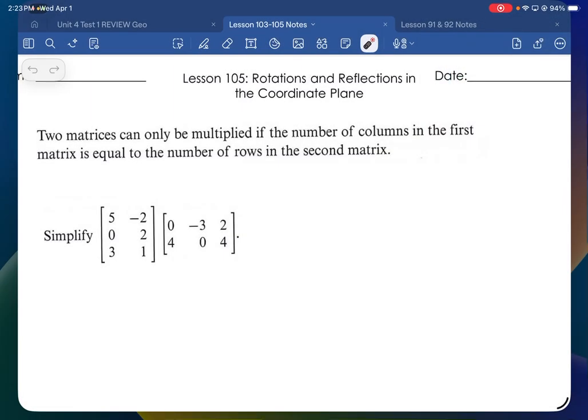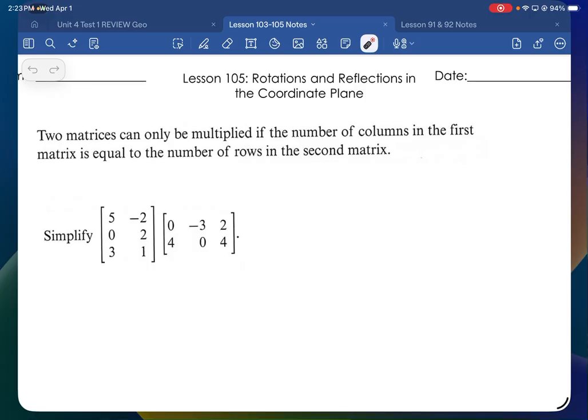Okay, this is lesson 105, rotations and reflections in the coordinate plane. And the way we're going to do this is using matrices, which you may remember we introduced in the last class that we were in. And so we're going to expand on that learning. We first learned about matrices by adding them and even subtracting them. But now we're going to learn how to multiply them.